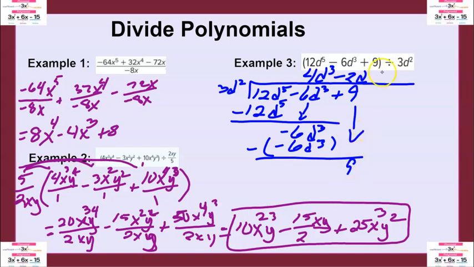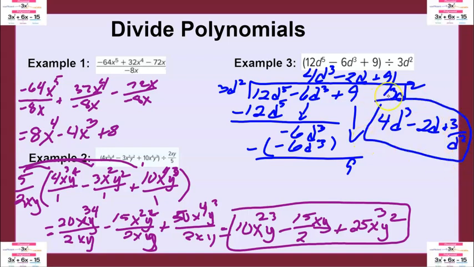And that gives me a positive 9. So my remainder would be 9 over 3d squared, which I can simplify. And that would give us 4d cubed minus 2d plus 3 over d squared. So that is just another way of doing it. I probably would do it the same way I did example 1. But that is how you can divide with polynomials.